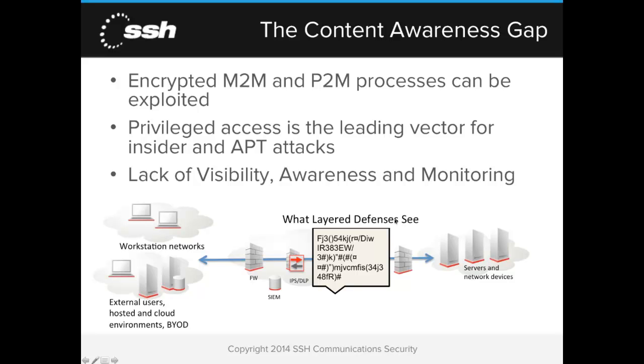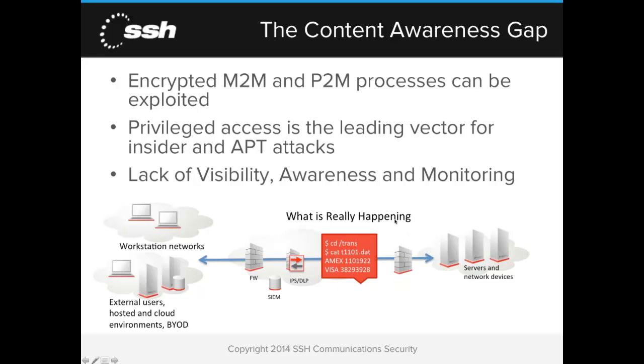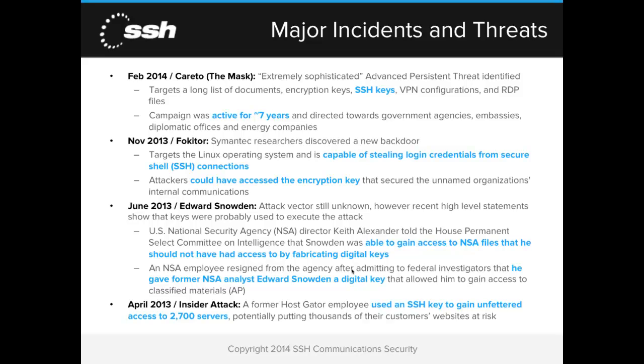With Crypto Auditor, what we're able to do is actually see what's really happening. So here you can actually see the transaction. You can see that in this case, someone's pushing Amex and Visa credit card numbers through the network. Now, based upon policy rules, with Crypto Auditor, you could actually control that. Without it, you're just going to have this content awareness gap. And you think, well, has anything happened to make us take action?